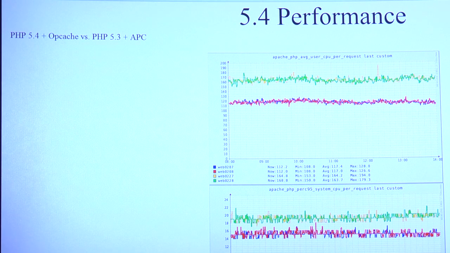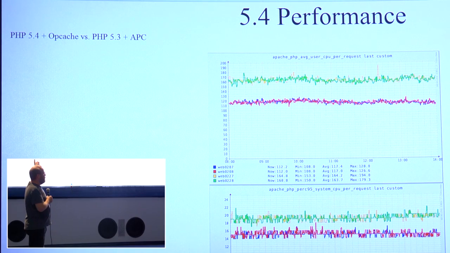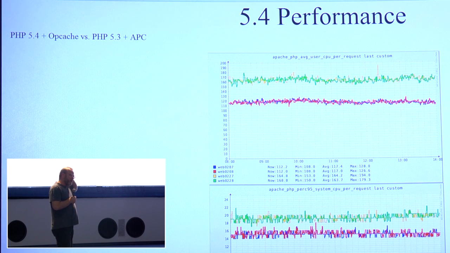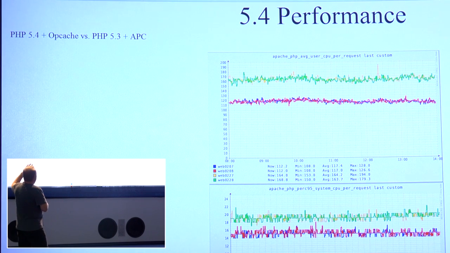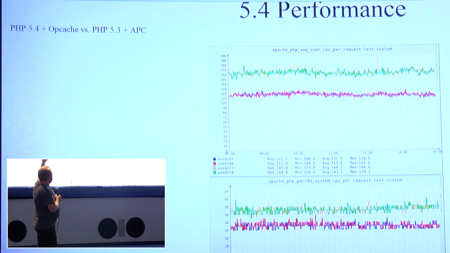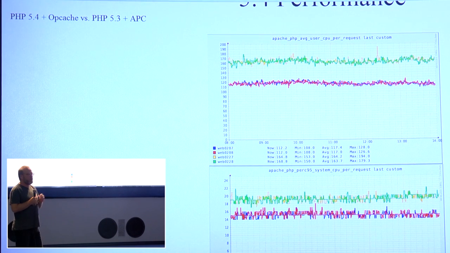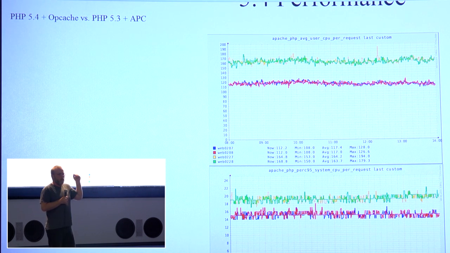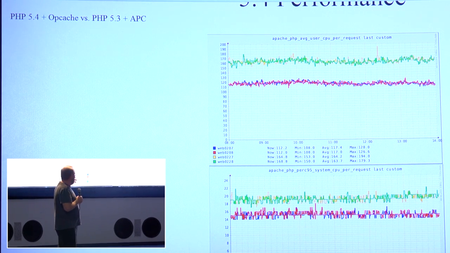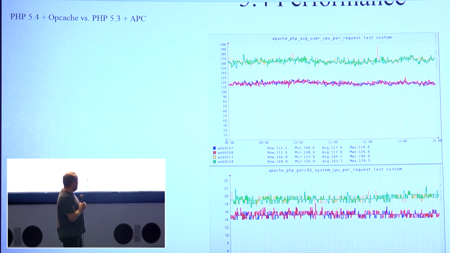All right, so here is PHP 5.4 with a new opcode cache we're using called opcache versus PHP 5.3 plus APC. The green and the yellow are two servers running 5.3. The blue and the red are two servers running 5.4. And basically, the first one is user CPU. So these are requests on etsy.com, which is where I work. And you can see that user CPU dropped by about 15%. Next one is system CPU, so it uses less system CPU as well for the same number of requests, dropped by 12-13%.